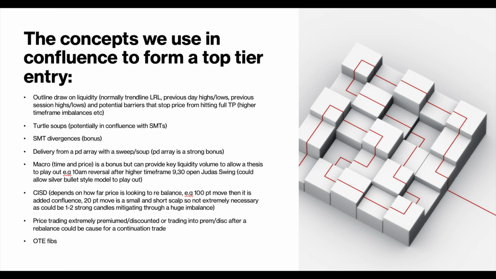So essentially an SMT is when one pair takes a higher high or lower low and the other pair doesn't, indicating that there's a complete lack of momentum and price wants to reverse. These obviously are extreme, great added confluence if they take place in a PD array.